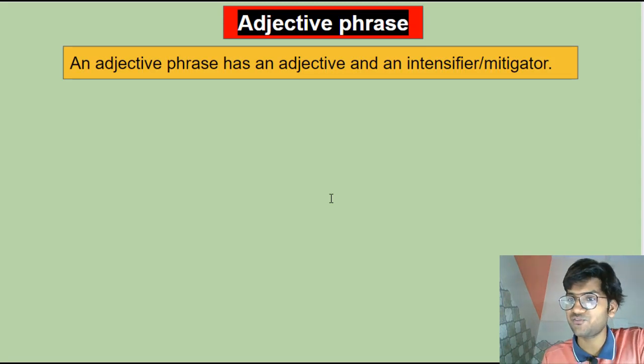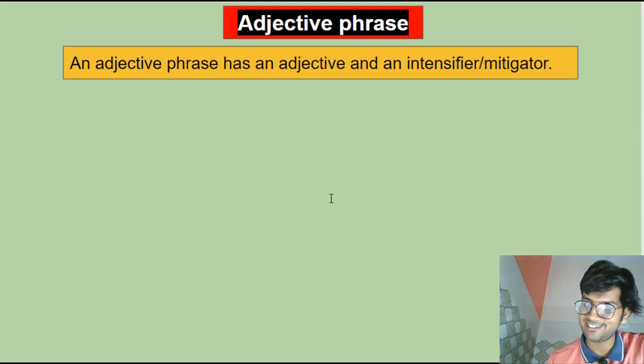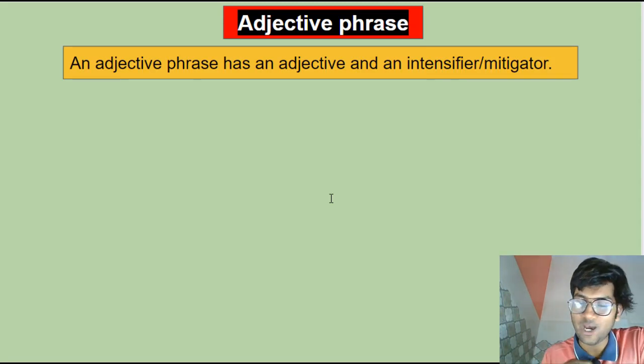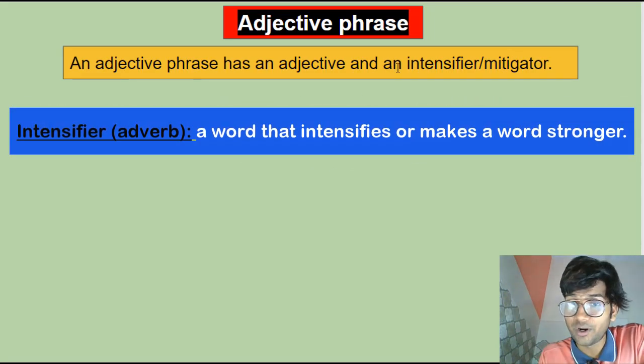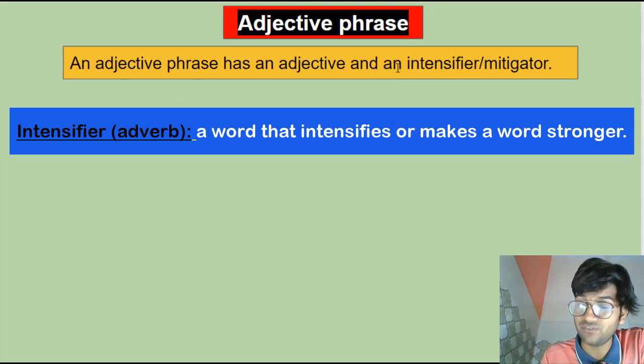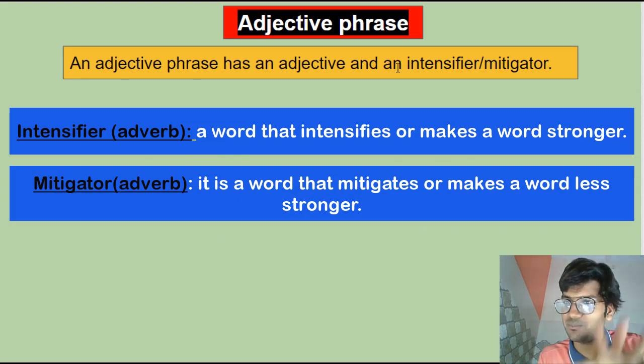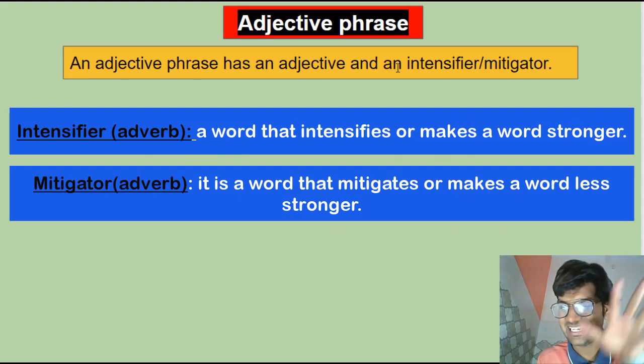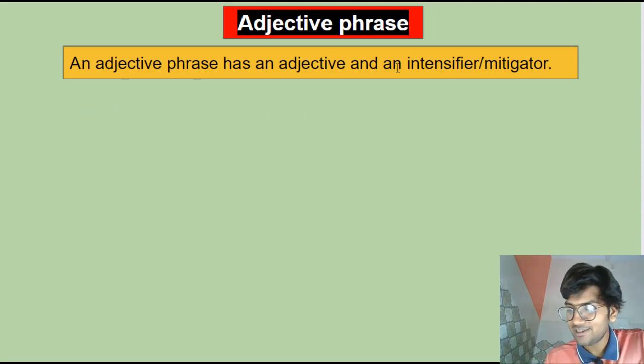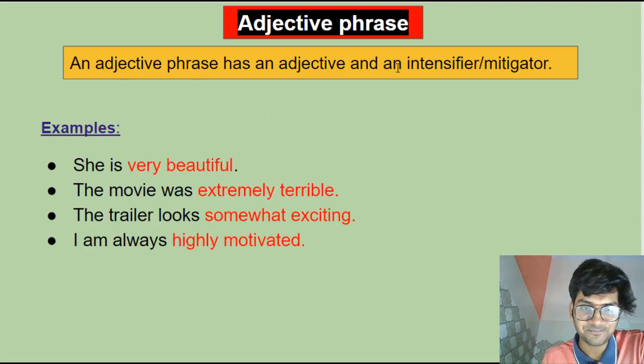Let's move to adjective phrases. Adjective phrases, these are a group of words, right? Now, an adjective phrase has an adjective and a word which is an intensifier or a mitigator. An intensifier is a word that makes the meaning of the adjective stronger, right? It intensifies it. And a mitigator is a word that mitigates the meaning of the adjective, makes it less strong, okay? Let me show you some examples and make you understand.